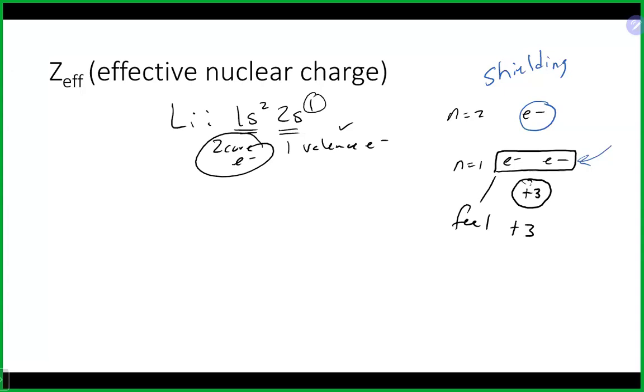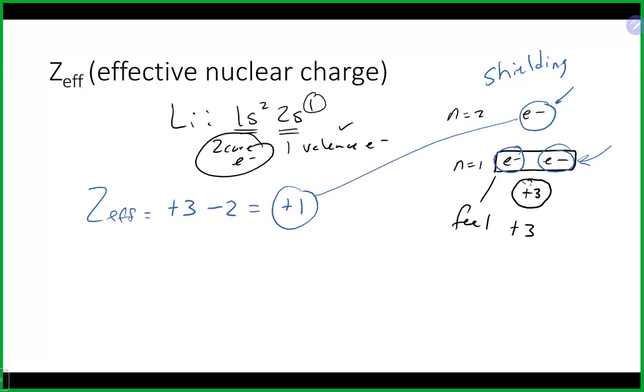Because that valence electron is experiencing shielding, it is not actually feeling that +3 charge. You can actually calculate it, and that is what Z effective is. You take the positive charge of the nucleus, or how many protons you have, and subtract from it how many electrons are shielding that other electron, which is 2. Now that outer electron is only experiencing a +1 attraction, rather than the full brunt of that +3.